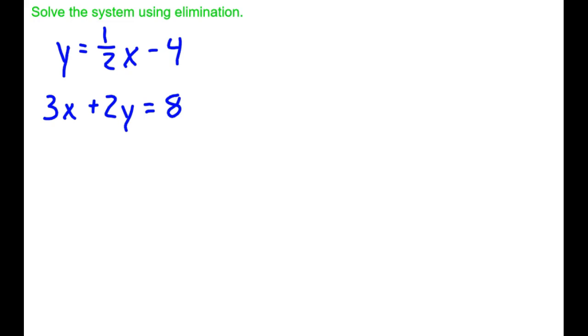In this particular problem, we don't have any variables lined up with the same coefficient, one positive, one negative, but we can rearrange the equations to make that true. So I'm going to choose to rewrite this first equation. I want to get x and y on the same side, so I could subtract 1/2 x and bring it to the other side of the equation, which would give me negative 1/2 x plus y equal to negative 4.